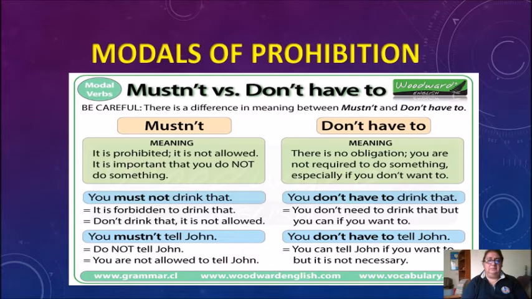There is a difference in meaning between mustn't and don't have to. Mustn't: it is prohibited. It is not allowed. It is important that you do not do something. You must not drink that. It is forbidden to drink that. Don't drink that. It is not allowed. It's another way: you mustn't tell John. That means that you must not tell John anything.